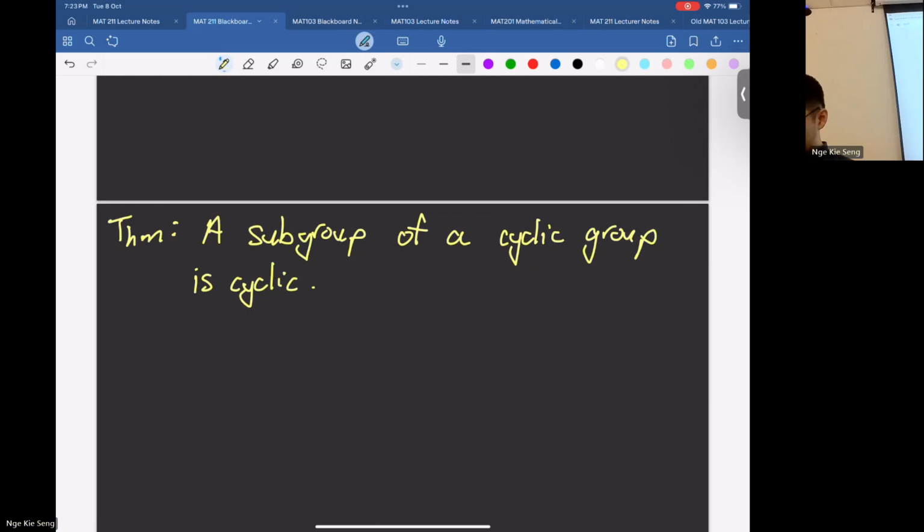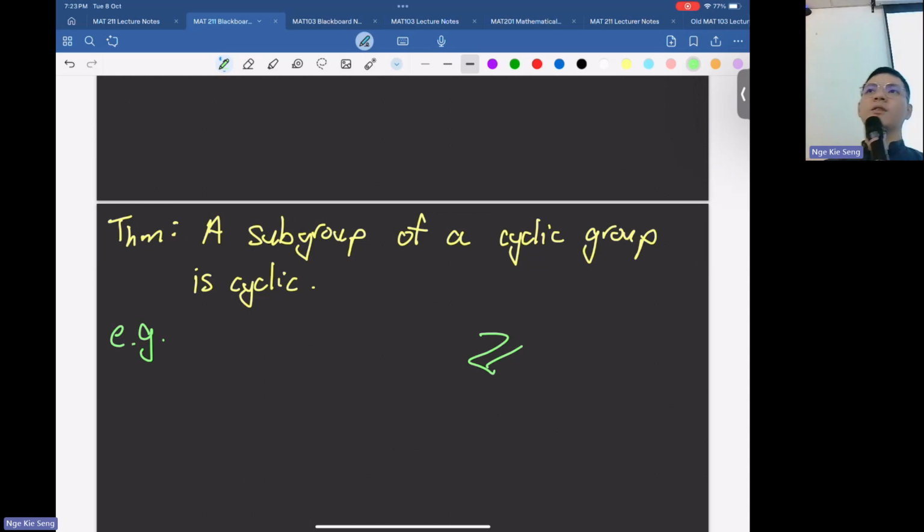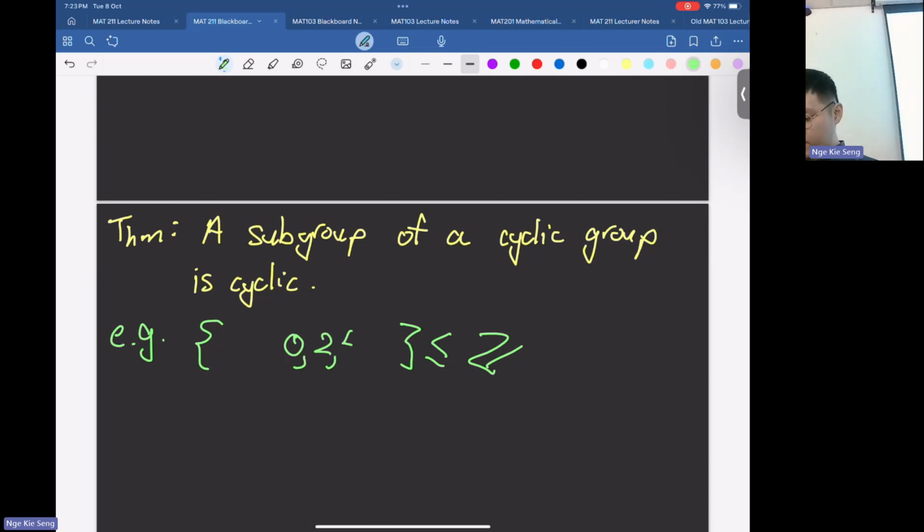Let's think. So for example, let's convince you first. We know Z is cyclic, right? Find a non-trivial subgroup inside here. What's a non-trivial subgroup you can consider? 2, right? So 0, 2, 4, 6, like that, and you close under addition and under taking inverses. So these are the even integers. They form a subgroup.